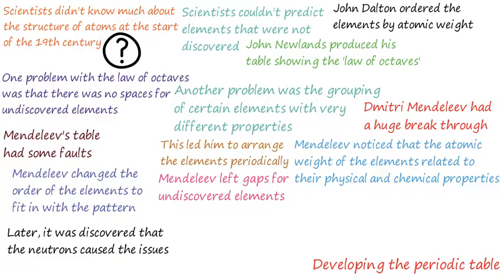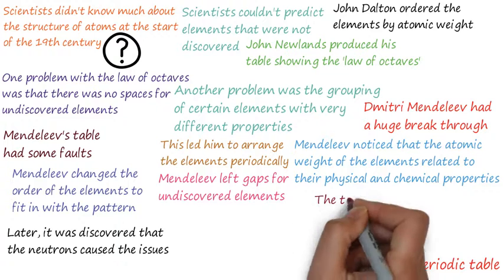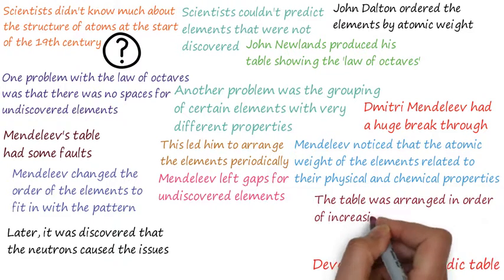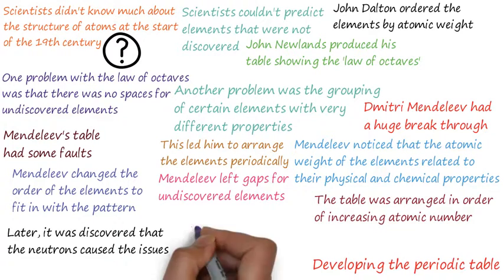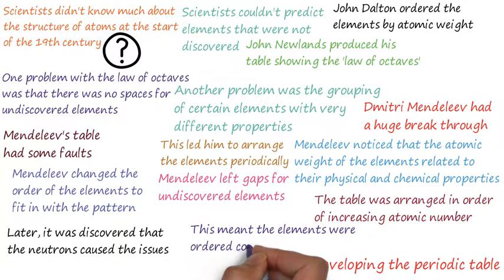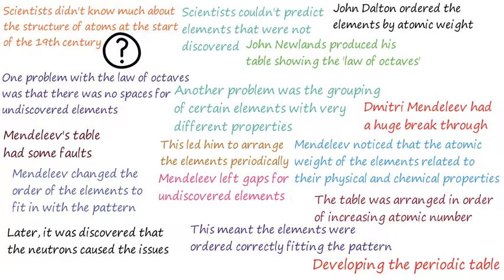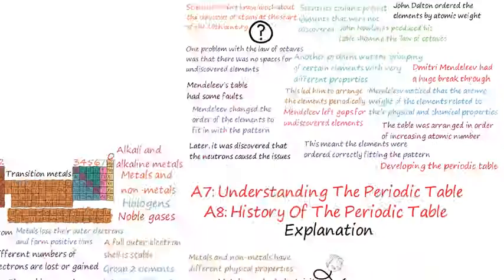When the structure of atoms was better understood, the elements which broke the pattern could be investigated. It was discovered that the number of neutrons in the atom was causing issues. In order to overcome this, the table was arranged in order of increasing atomic number. This meant that the elements were ordered correctly by increasing atomic number, and that the elements were found in the correct groups with similar properties. This is the periodic table which we have today.